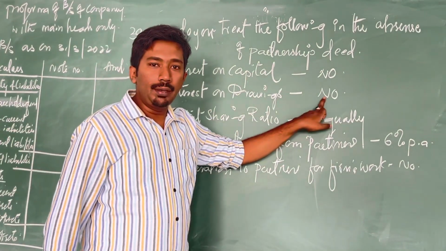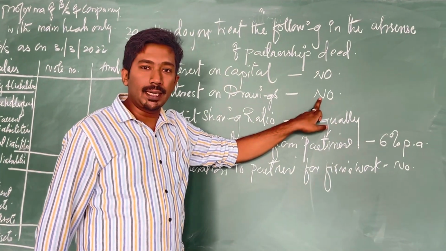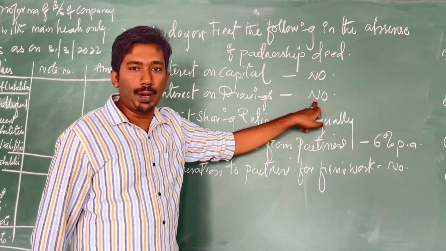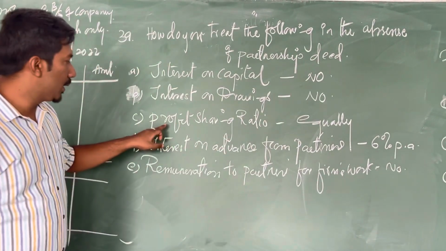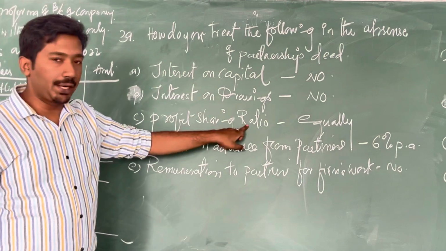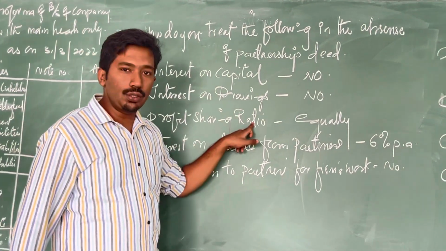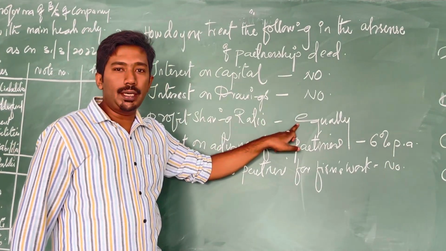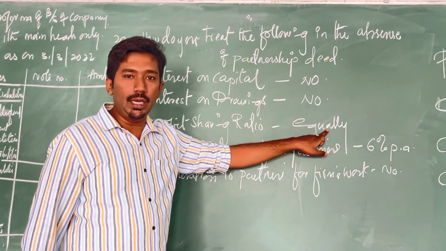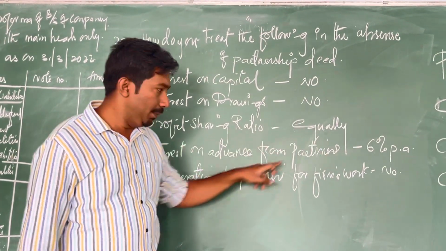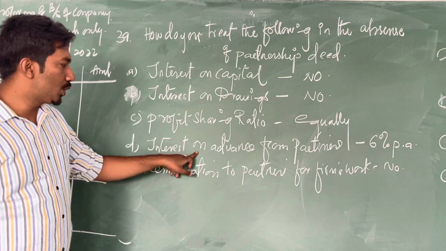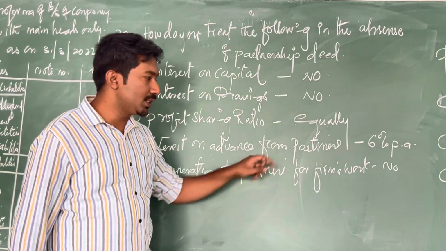So there will be no interest on drawings calculated or collected if there is no partnership deed. Next we have the profit sharing ratio. The profits and losses of the firm will be shared among the partners equally if there is no partnership deed. Then interest on advances, loans and advances from the partner.